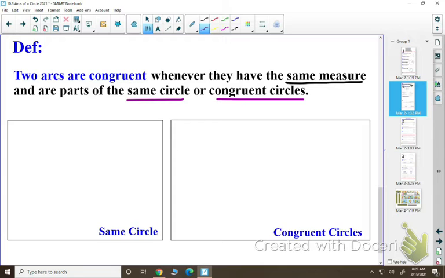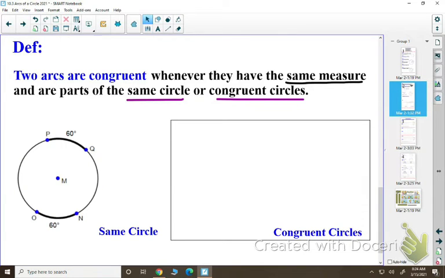So if I look at two options for pictures here, on the left, if they're in the same circle, we would have arc ON congruent to arc PQ. So again, arc ON would be congruent, sorry, it's writing kind of slow, to arc PQ. The reason this works is because they come from the same circle and they're congruent. Both of them are 60 degrees.